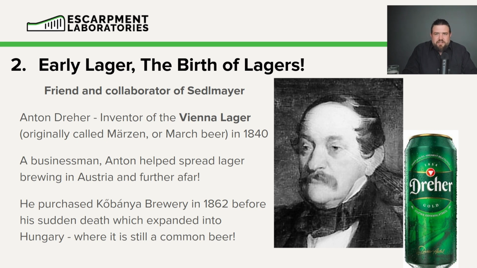Now, he was a businessman. Sedlmayr was more of an academic. Anton Dreher was more of a businessman.